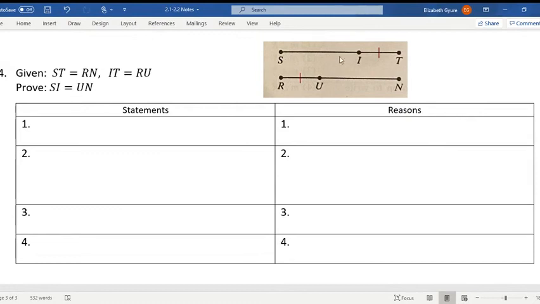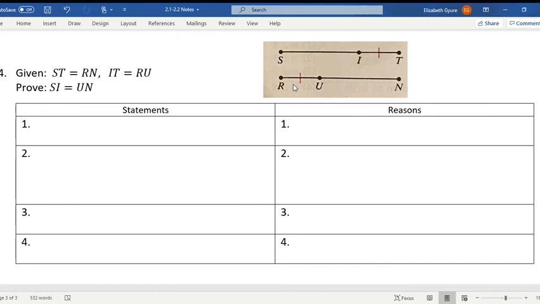Here we're given that the measure of ST is equal to the measure of RN. So those are our full segments. And the measure of IT is equal to the measure of RU. So those are our little parts here. We want to prove that the measure of SI is equal to the measure of UN. So those are the other little parts. So very similar to what we did in number 2.